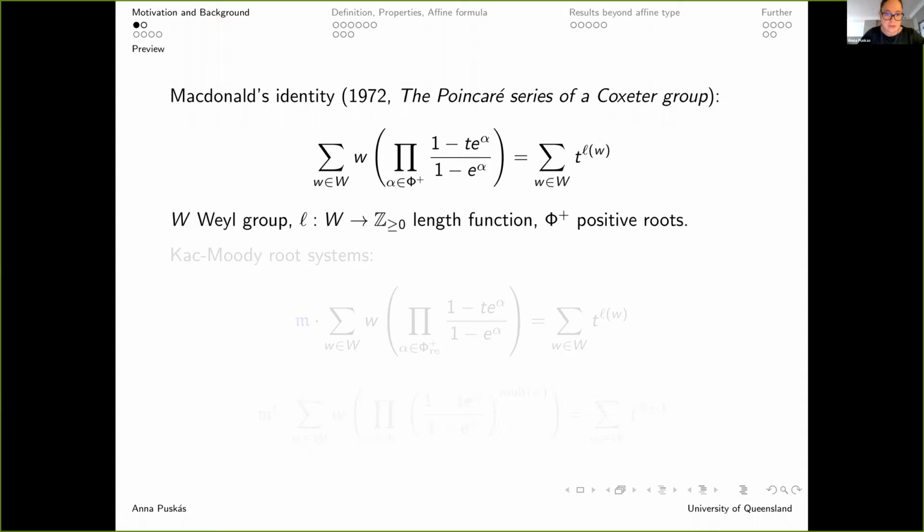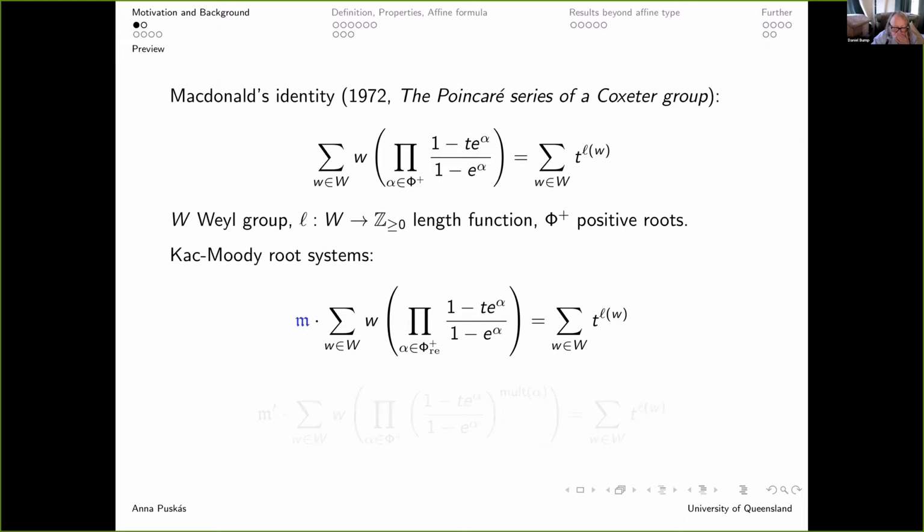Interestingly, when one generalizes this to infinite root systems, the identity doesn't hold anymore as written, but instead a modification holds where on the left-hand side, one must insert a correction factor M. It is this correction factor M that I will be concerned with.